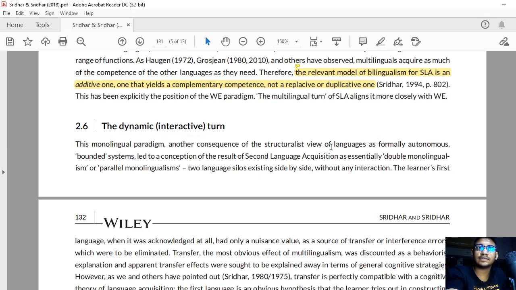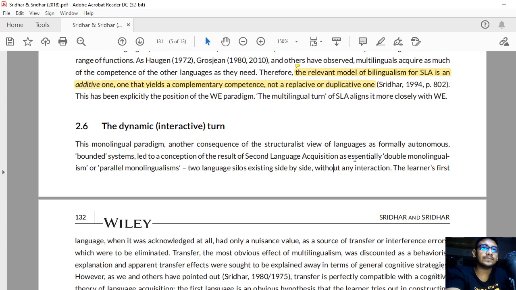This structuralist view of languages as formally autonomous, bounded systems, bound by grammar, led to a conception of the result of second language acquisition as essentially double monolingualism or parallel monolingualism. So this is important. Let's read the end first. Two language silos existing side by side without any interaction.